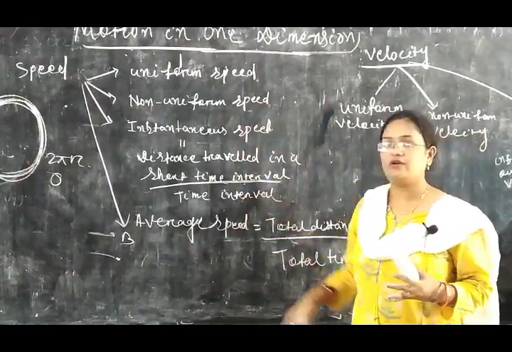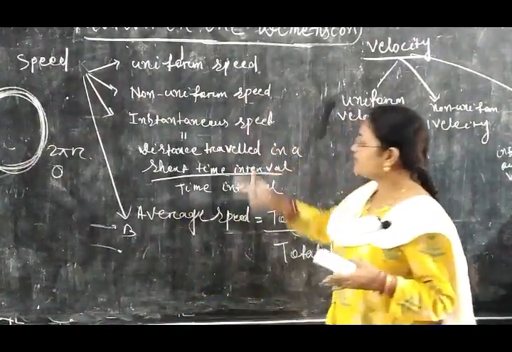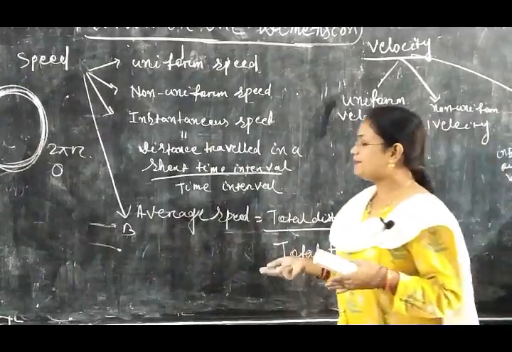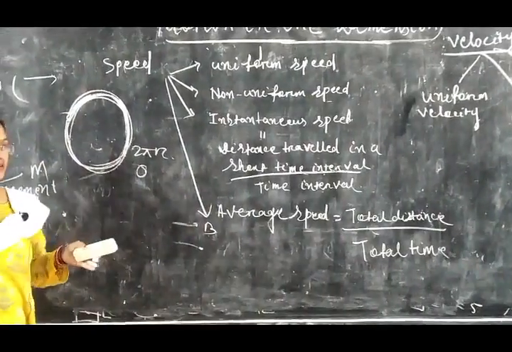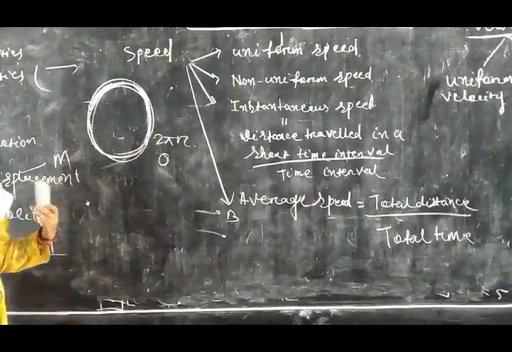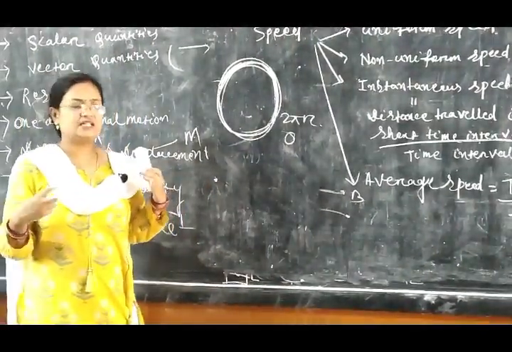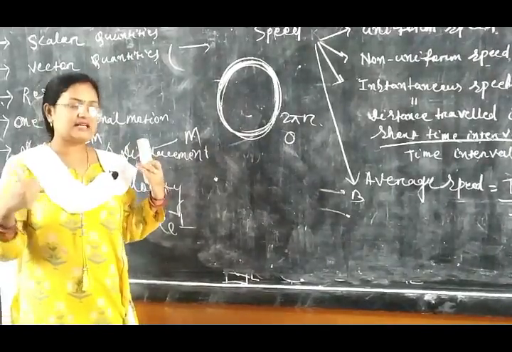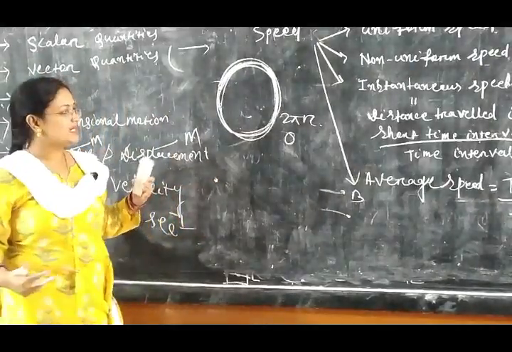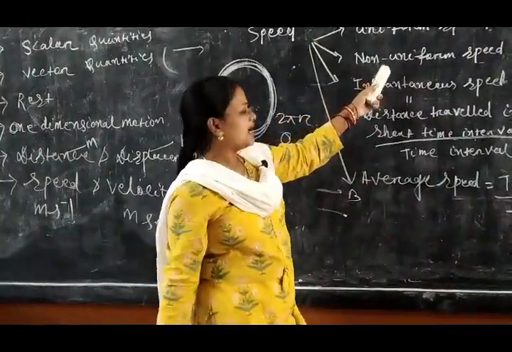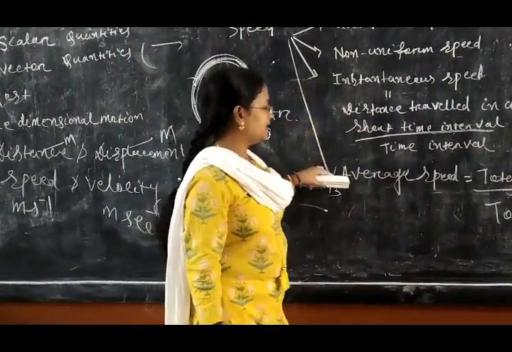Okay, non-uniform speed: unequal distance in equal interval of time, that is your non-uniform speed. For example, if there is no traffic and one vehicle is moving with uniform speed, but if there is a crowded area, traffic is there, then the distance covered by that vehicle is not the same in different intervals of time, that is your non-uniform speed.